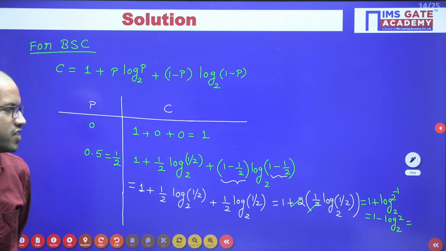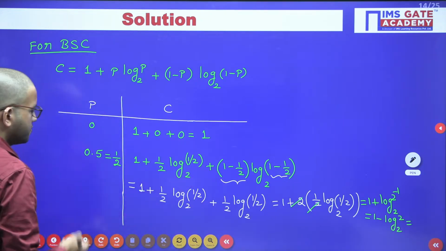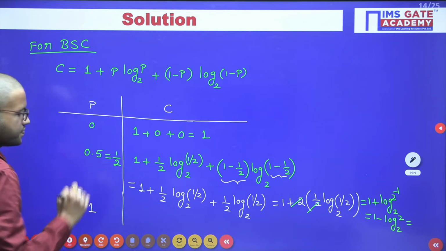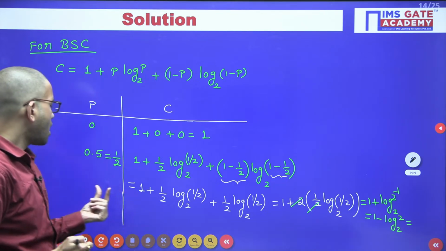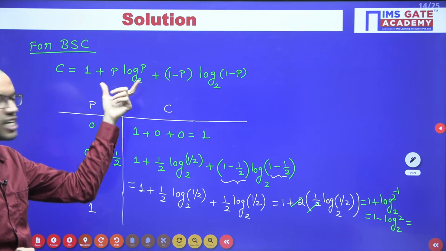I hope all of you will get the correct answer. All of you please give a try. What is the value for that one? Similarly, all of you give a try. When you are considering probability as 1, what is the resultant channel capacity you are going to get?